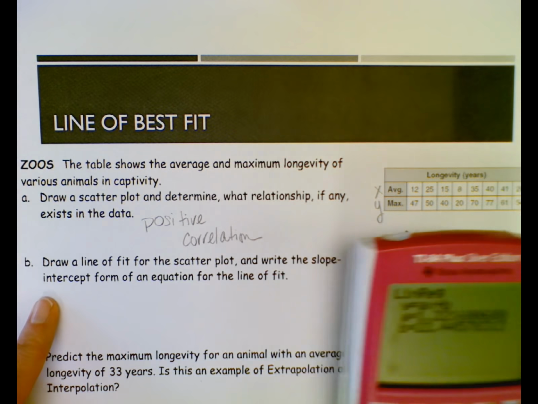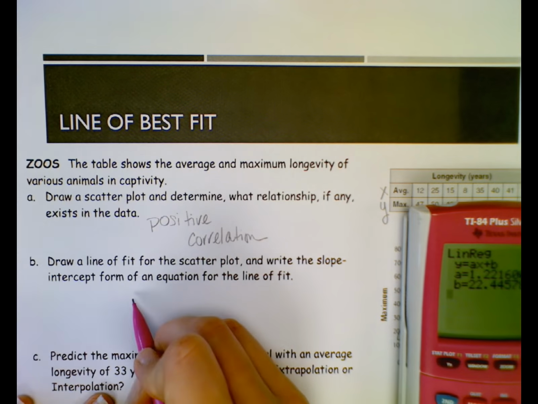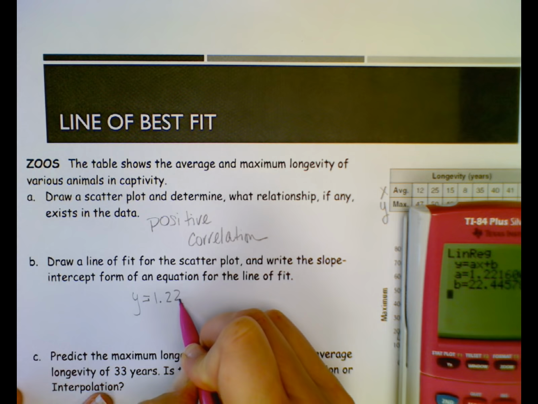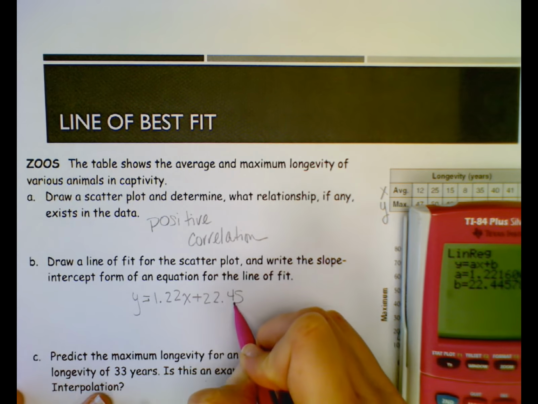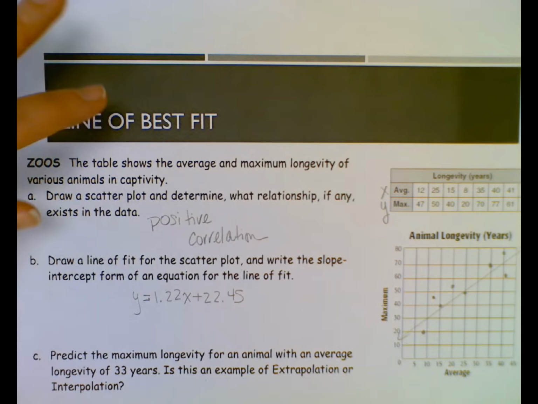It says to write the slope-intercept form of the equation. So that means we'll have y equals 1.22x plus 22.45. Always round to your hundredths place there.